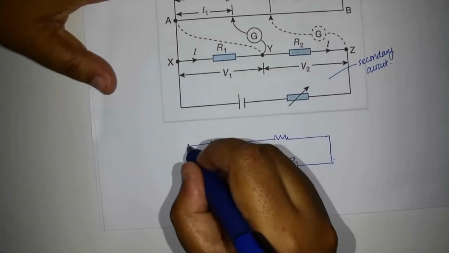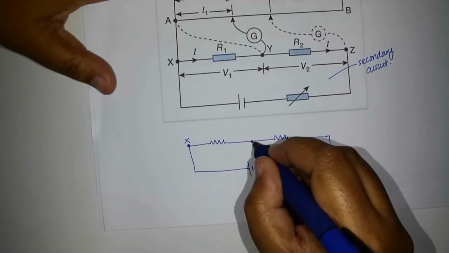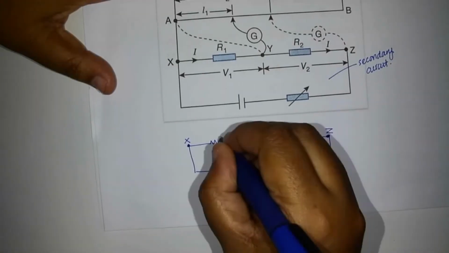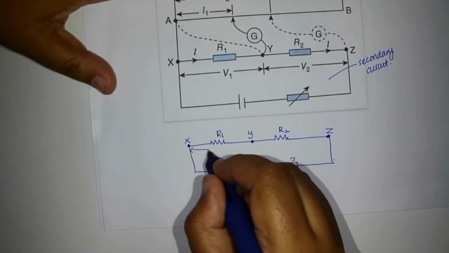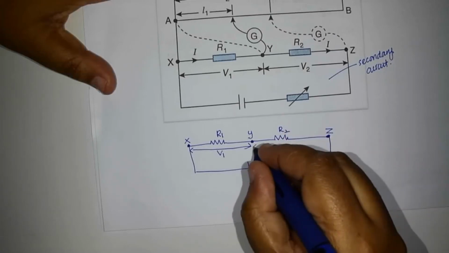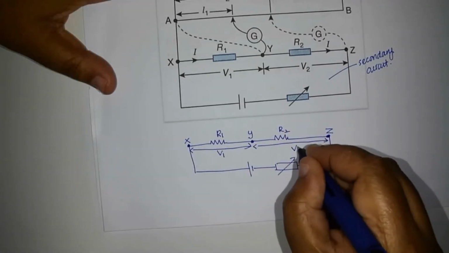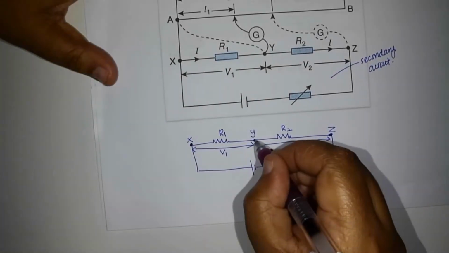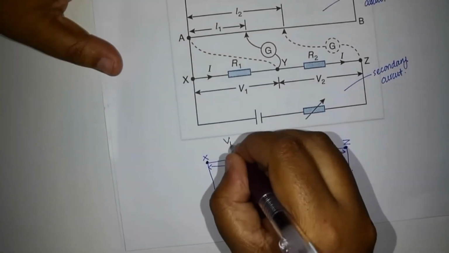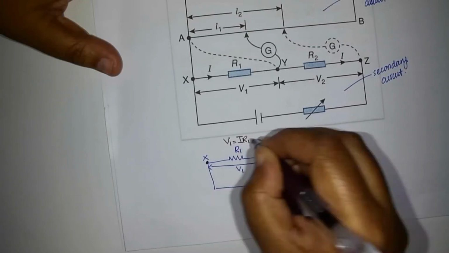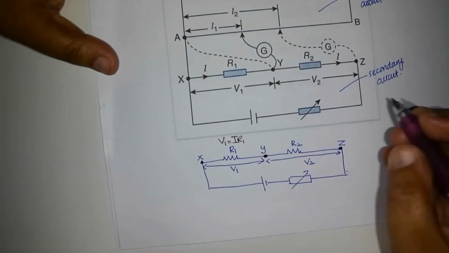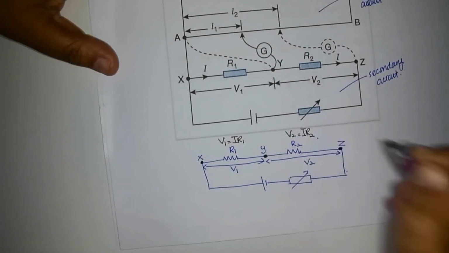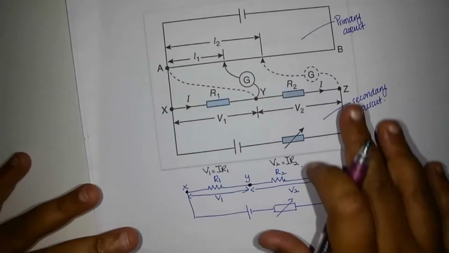Okay, this is X, this is Y, and this is Z. This is R2, this is R1, and from here to here is V1, from here to here is V2. From this point to this point, we know that V1 is equal to IR1. From this point to this point, V2 is equal to IR2. So this is the secondary circuit.